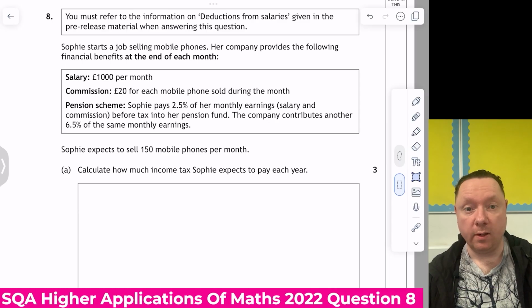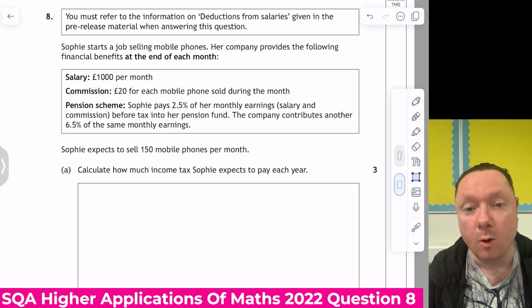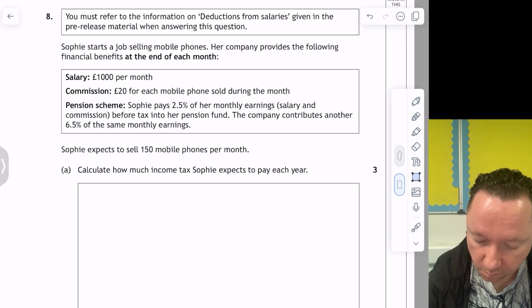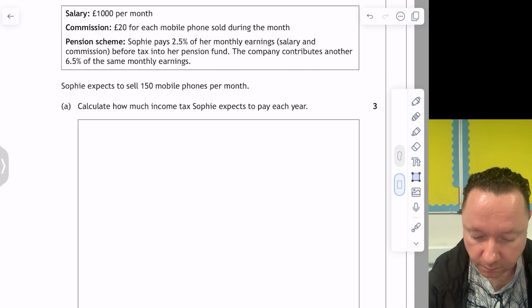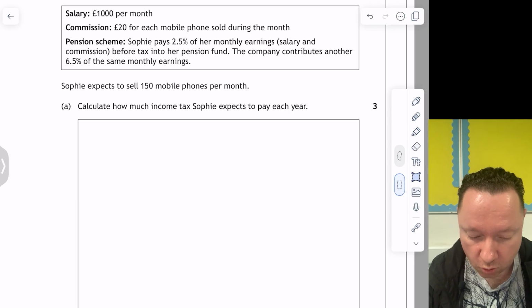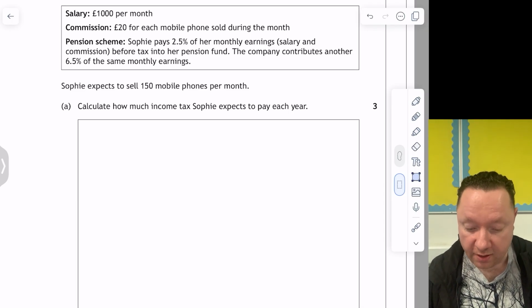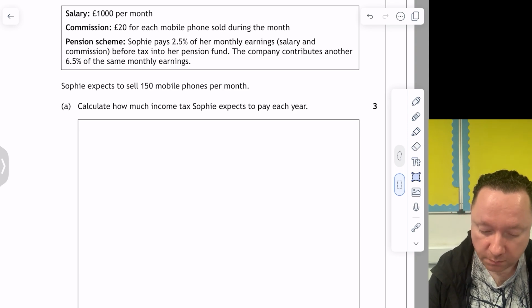SQA Higher Applications Maths 2022 Question 8. You must refer to deductions from salaries and employee release material. So I'm going to copy that in a minute. But it says Sophie starts a job selling mobile phones. Her company provides the following benefits at the end of each month. So she's got a £1,000 salary, £20 for each mobile sold. And then a pension scheme. She pays 2.5% in and the company pay 6.5%. Sophie expects to sell 150 phones per month.